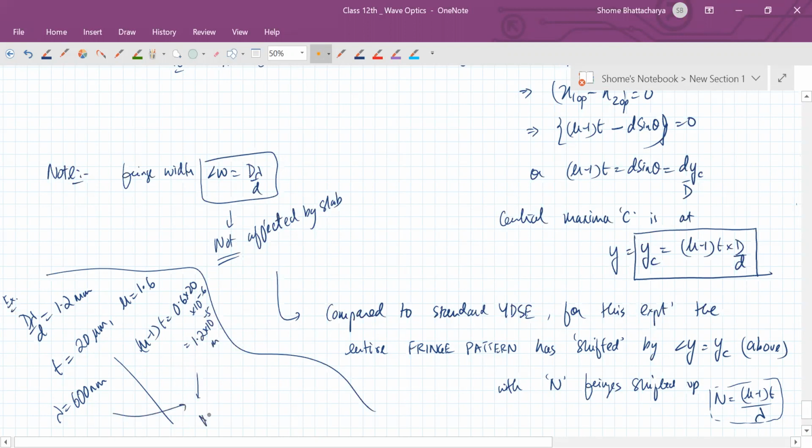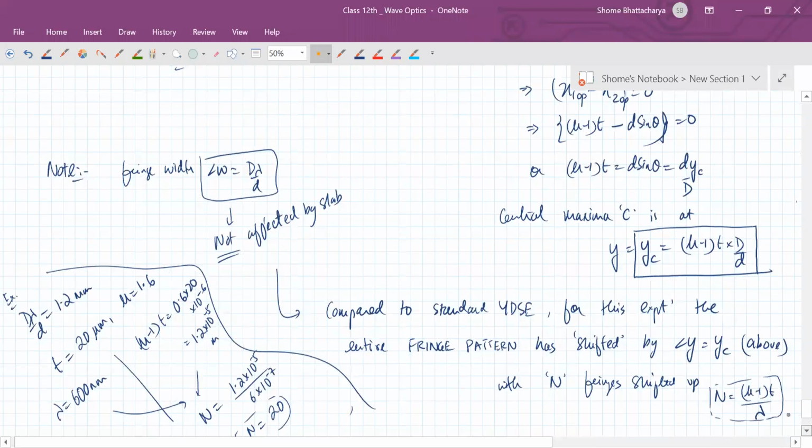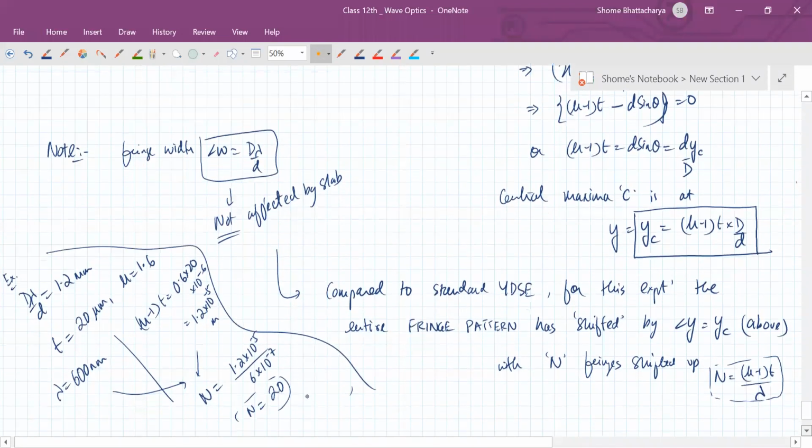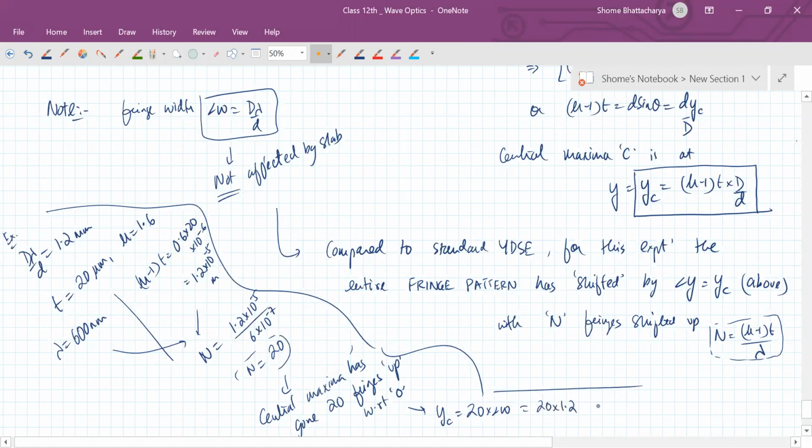Okay. So compared with lambda, you can see N is equal to 20. So it has shifted by 20 fringes. So in this case, the central maxima has gone 20 fringes up with respect to O, or the coordinate of the central maxima would be 20 times the fringe width, 24 millimeters. That would be the position of the central maxima.